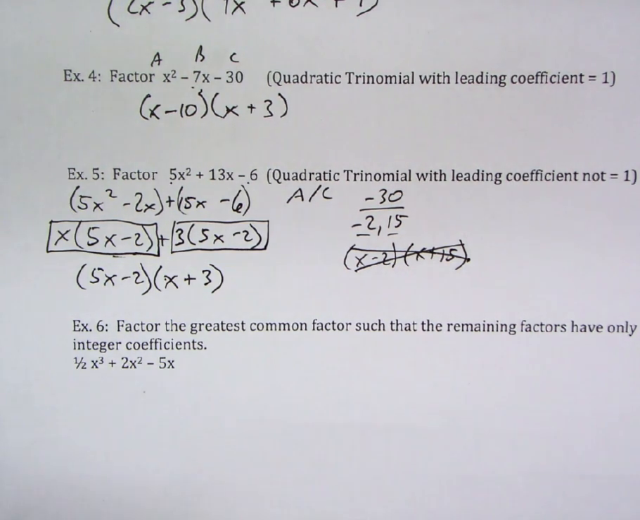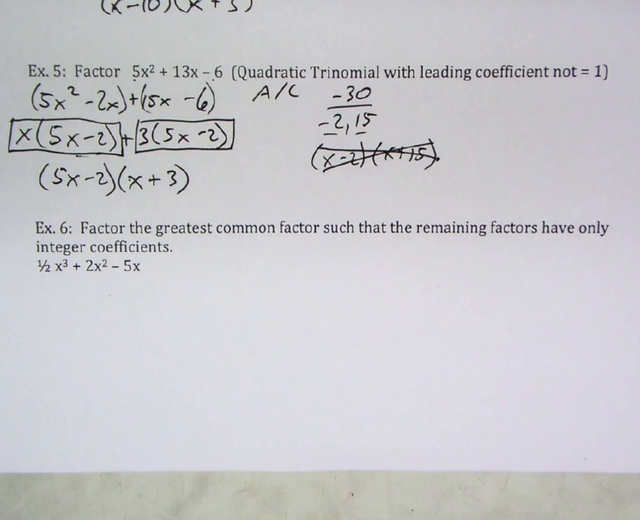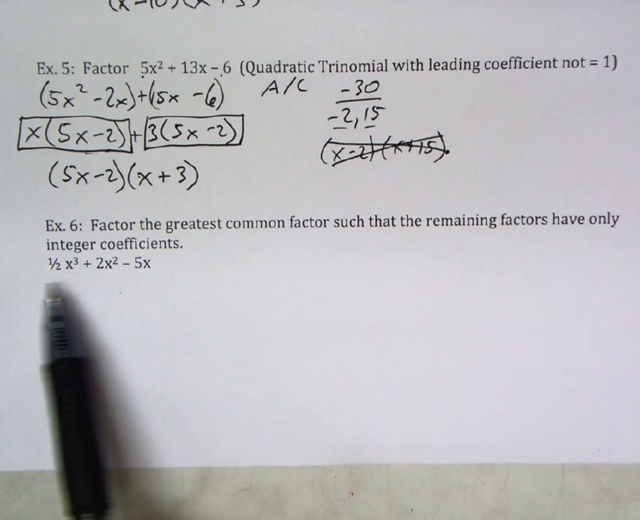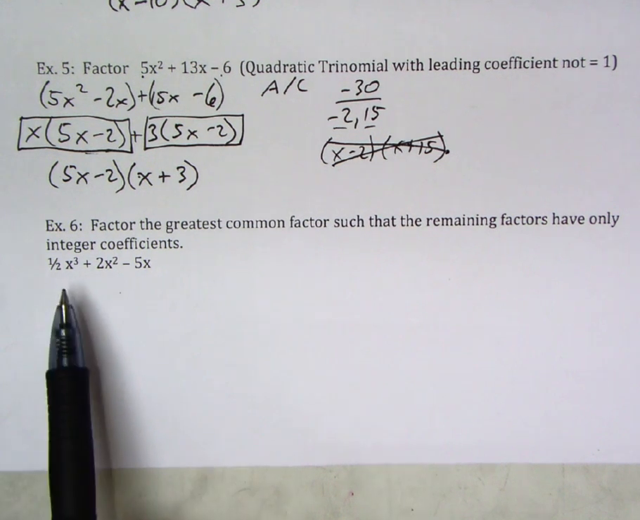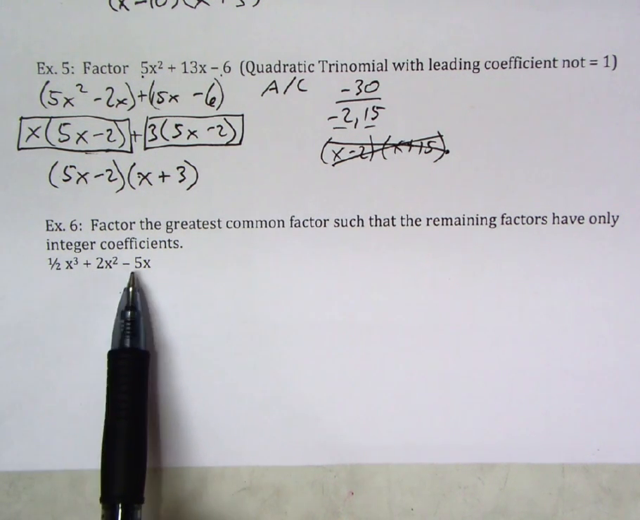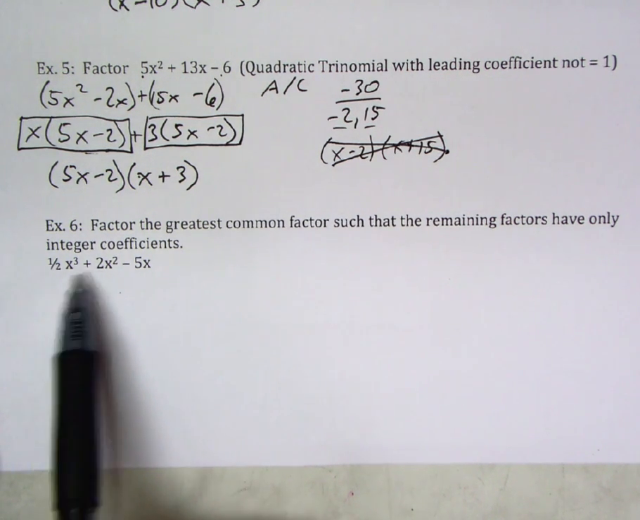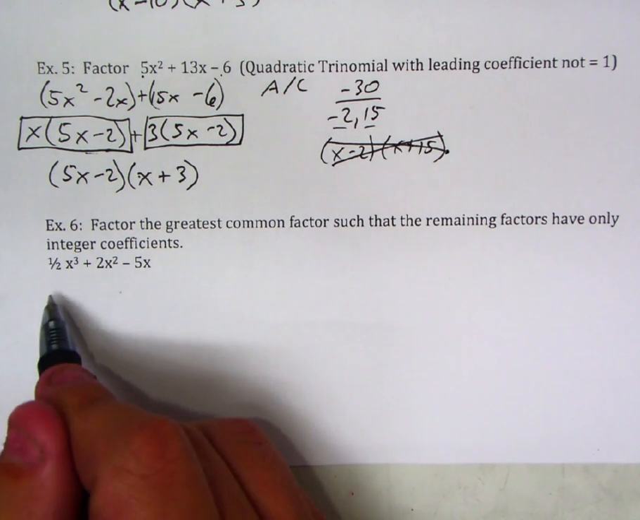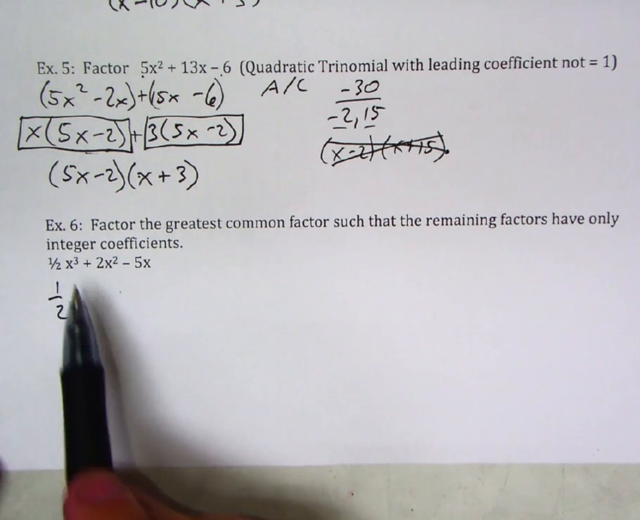Example 6. Factor the greatest common factor such that the remaining factors have only integer coefficients. This is a type of problem where you have a coefficient that's a fraction, and this is how to deal with it. Any fraction I see, I want to factor it out. So I'm going to pull out a 1/2. And they also all have x's in them, so I'm going to pull out an x as well.